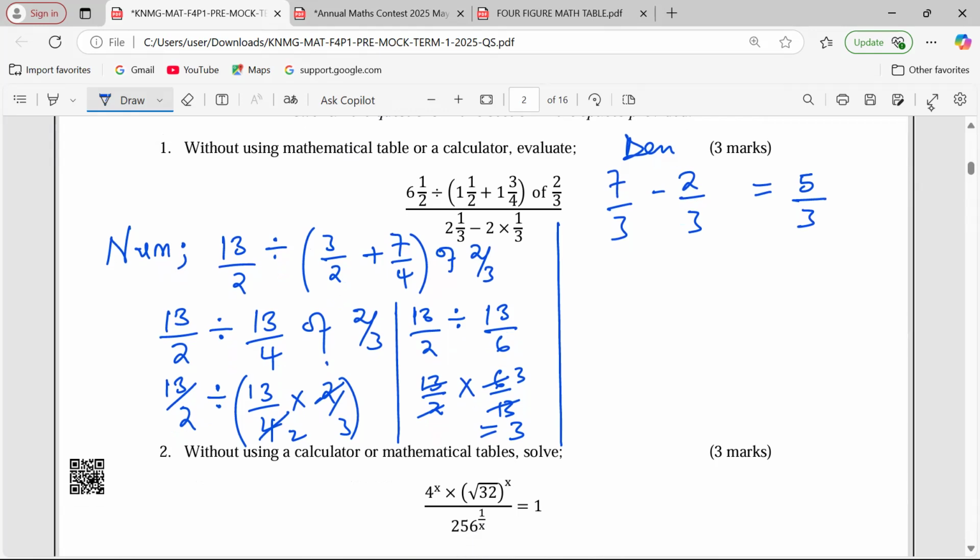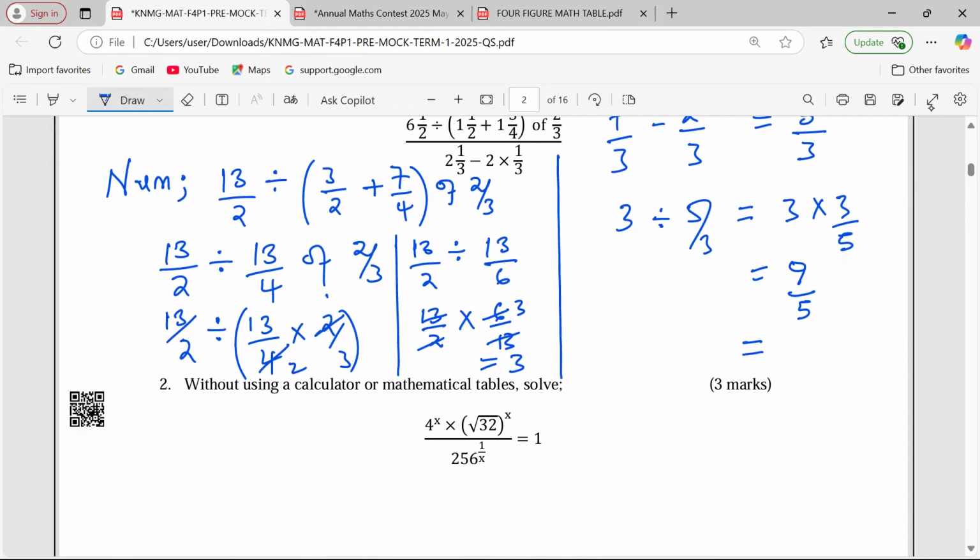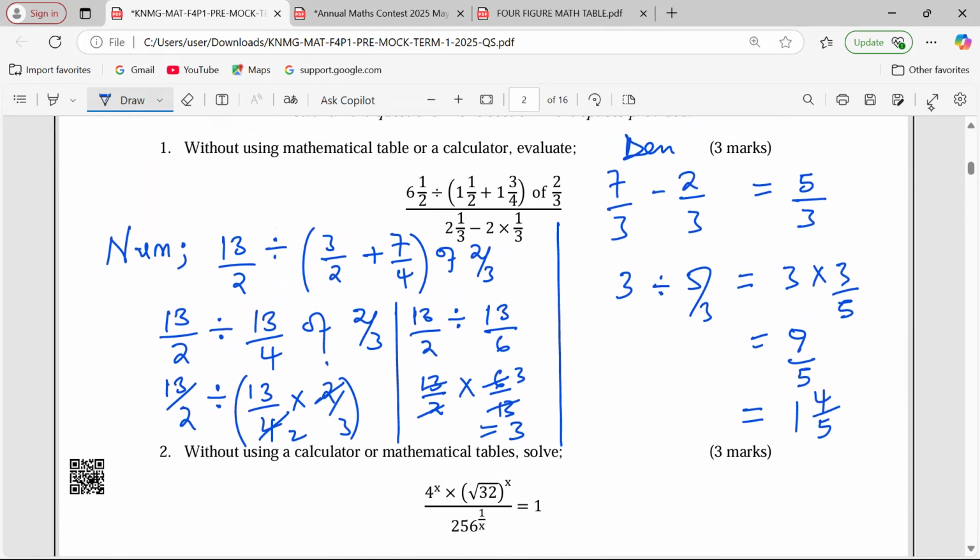Now with that, we can get the final answer whereby we combine the numerator and the denominator. So this way, I'll have to take 3 and divide it by 5 over 3. This is going to be 3 multiplied by 3 out of 5. You see, we are getting 9 over 5, but we cannot leave the answer as an improper fraction. So we make it a mixed number, which is going to be 1 and 4 out of 5. So that is the final answer for number 1.